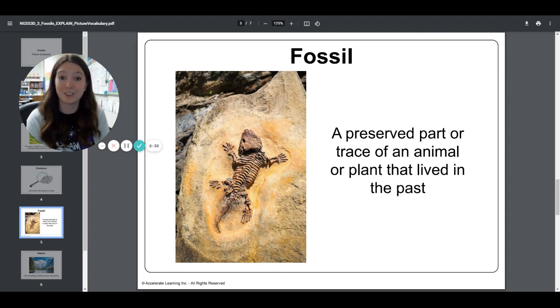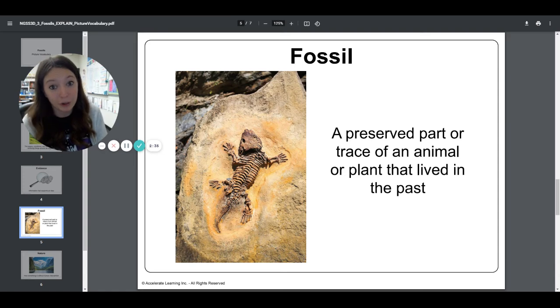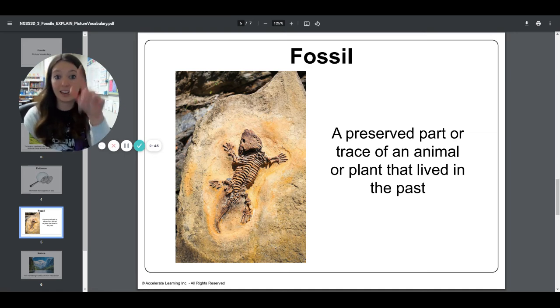Our next word is fossil. Say the word fossil. Great. This is such an important word for this unit. We definitely need to be able to recognize this. So look at that word carefully. Let's spell it together. F-O-S-S-I-L. We can see here in the picture that there is a fossil of this creature.